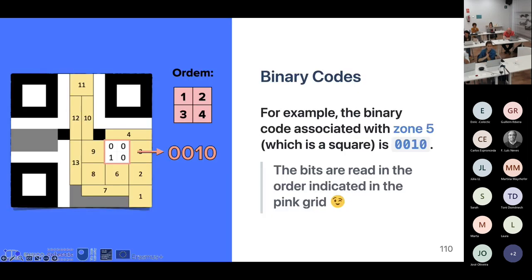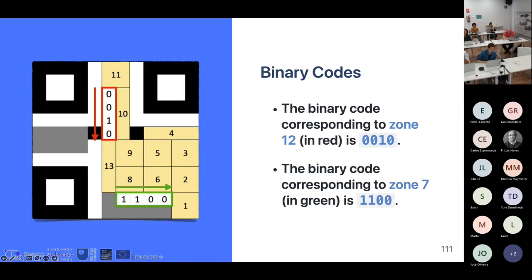And how do we do that? First, if we have a square zone, we will read the code as if it were a text, okay? The order is here, 1, 2, 3, 4. So in this case, it would be 0, 0, 1, 0. The other possibilities are if we have a zone that is a vertical rectangle, in which case we read from top to bottom. So the binary code associated to zone 12 would be 0, 0, 1, 0. And if we have a horizontal rectangle, we read it from left to right. So the binary code associated to zone 7 would be 1100.